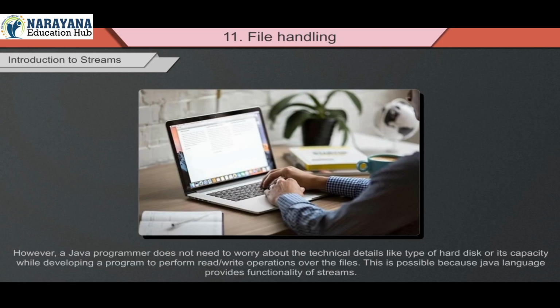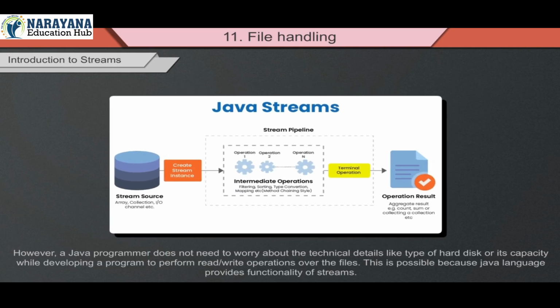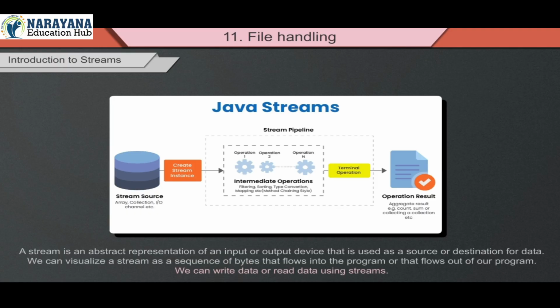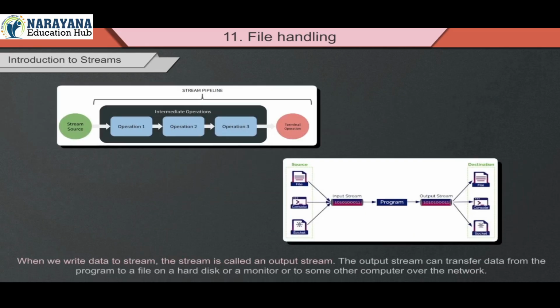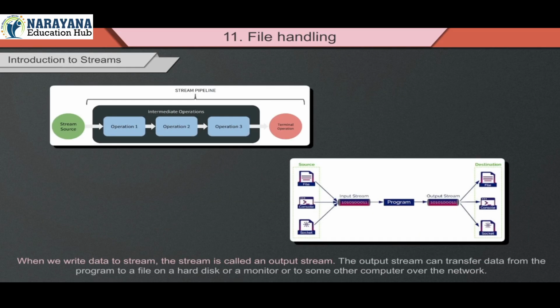This is possible because Java language provides functionality of streams. A stream is an abstract representation of an input or output device that is used as a source or destination for data. We can visualize a stream as a sequence of bytes that flows into a program or that flows out of our program. We can write data or read data using streams. When we write data to a stream, the stream is called an output stream. The output stream can transfer data from the program to a file on a hard disk or a monitor or to some other computer over the network.